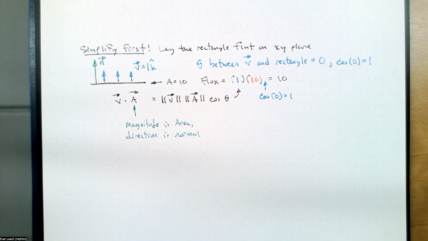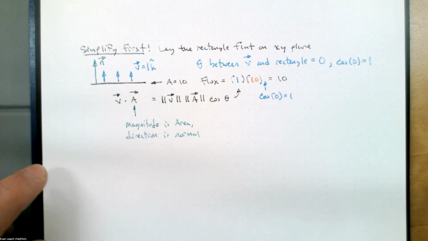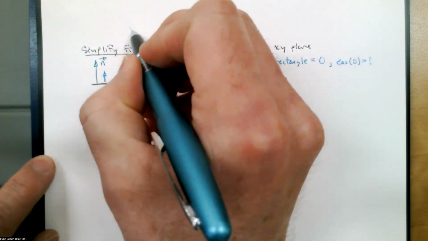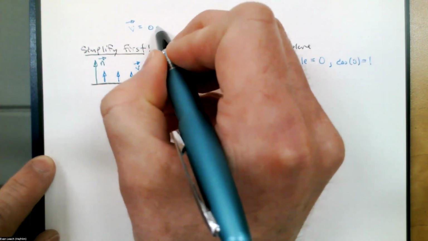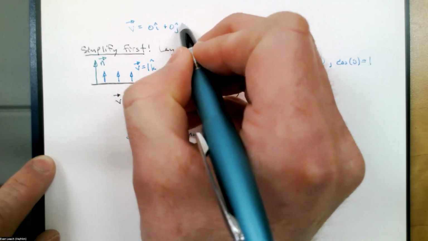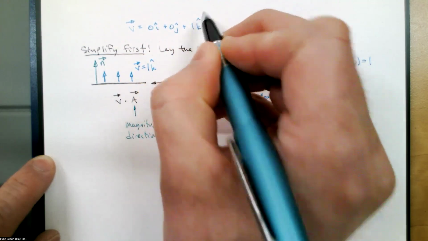So here's what we want to do. We want to make sure that we can formulate this problem as a dot product, because I have an expression for this vector V. The vector V is 0i plus 0j plus 1k.